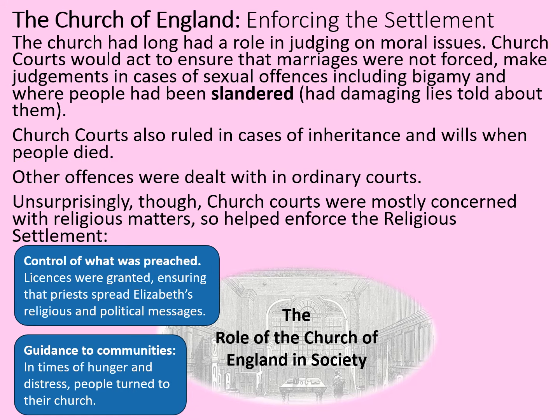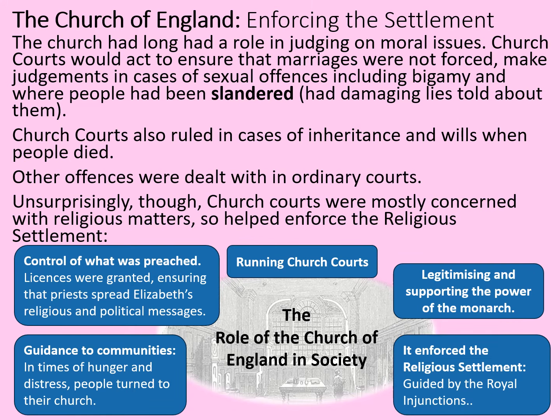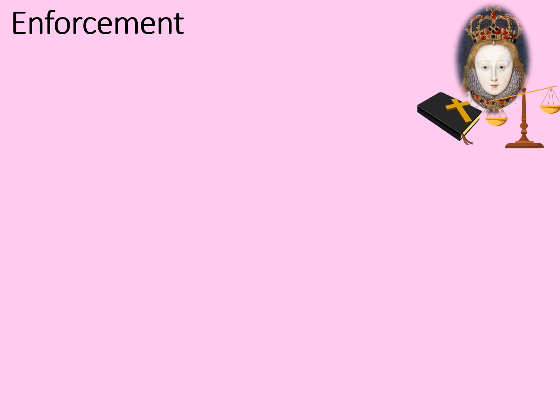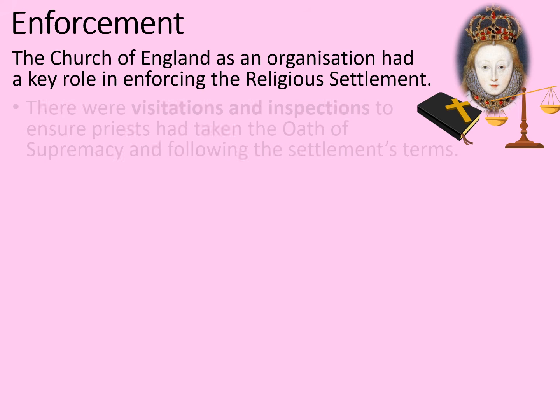In times of hunger and distress, people turned to the church. They also had a role in running church courts, as we've already mentioned. They also had a role in legitimising and supporting the power of the monarch as head of the church. And it enforced the religious settlement, guided by the royal injunctions that we've covered already. On that last point, let's explore how the Church of England as an organisation had a role in enforcing this religious settlement.